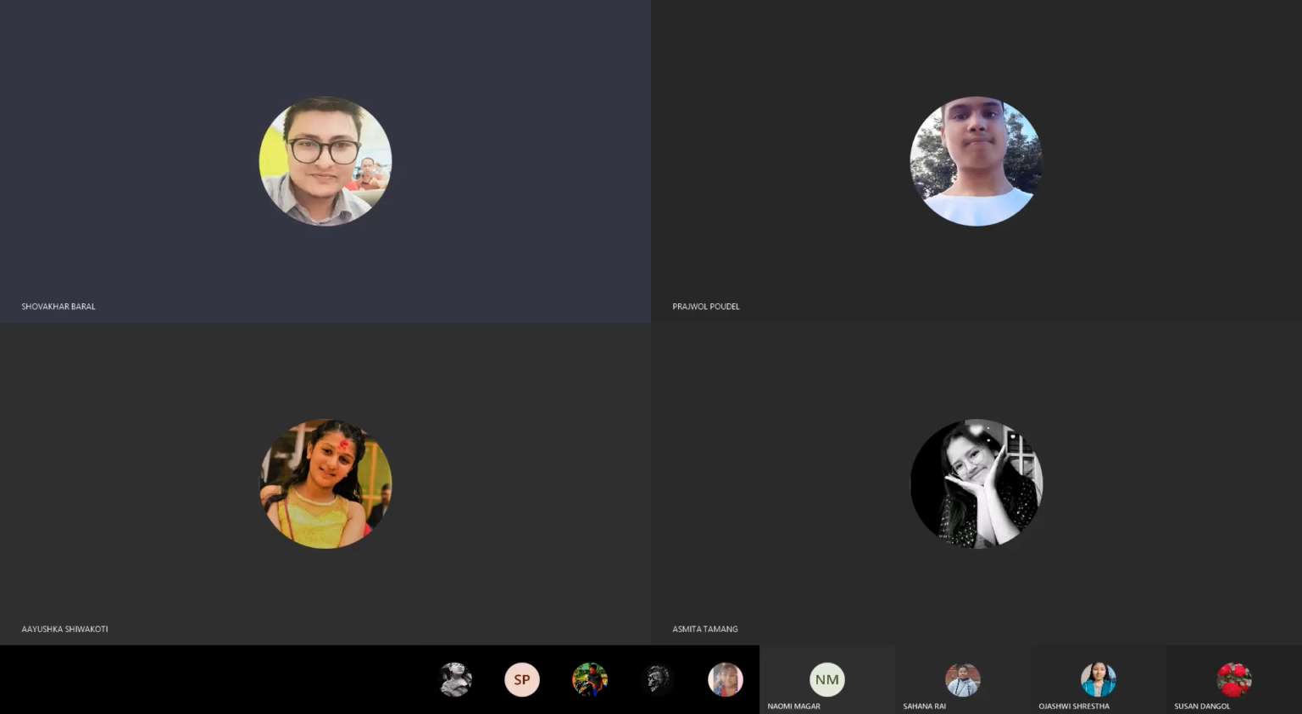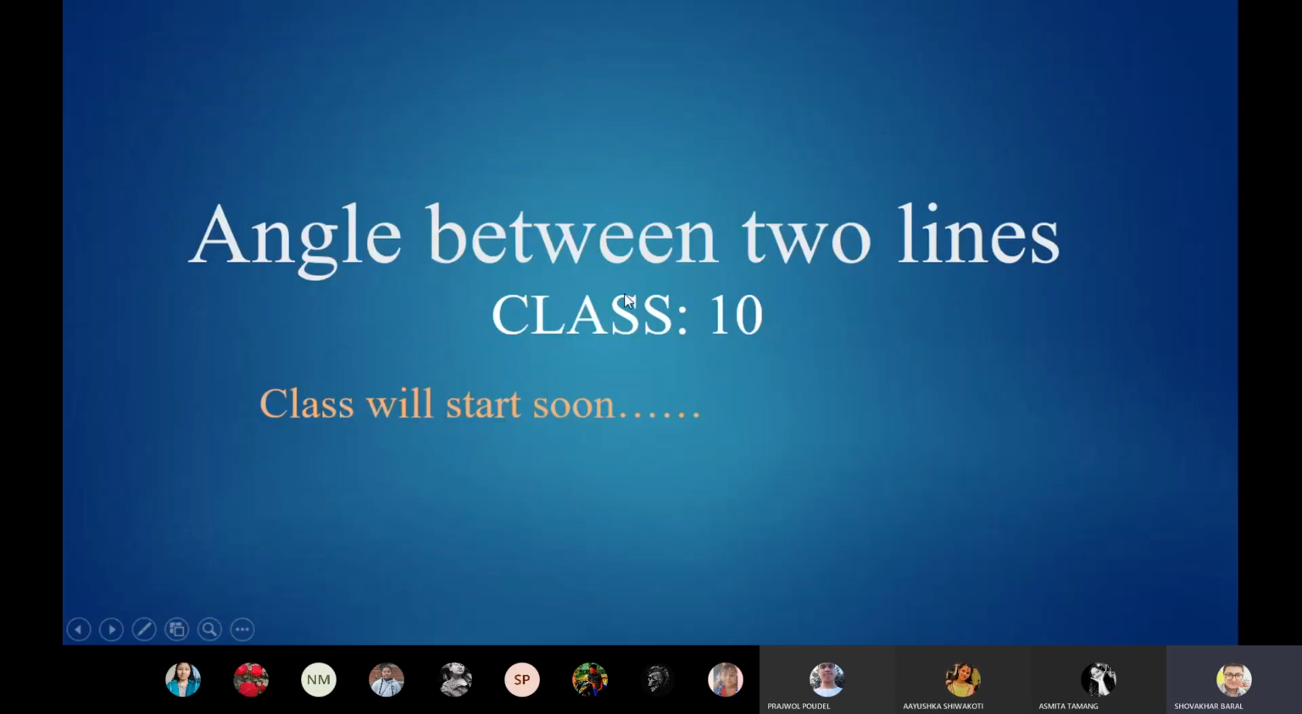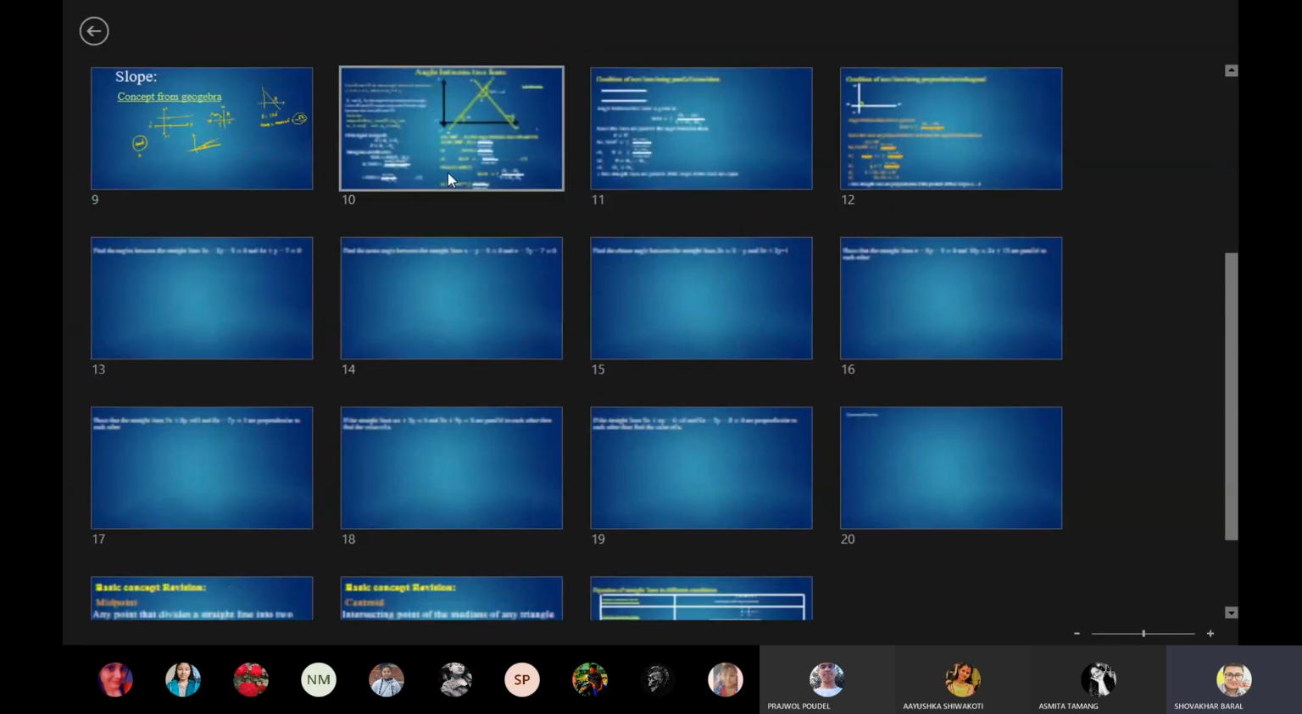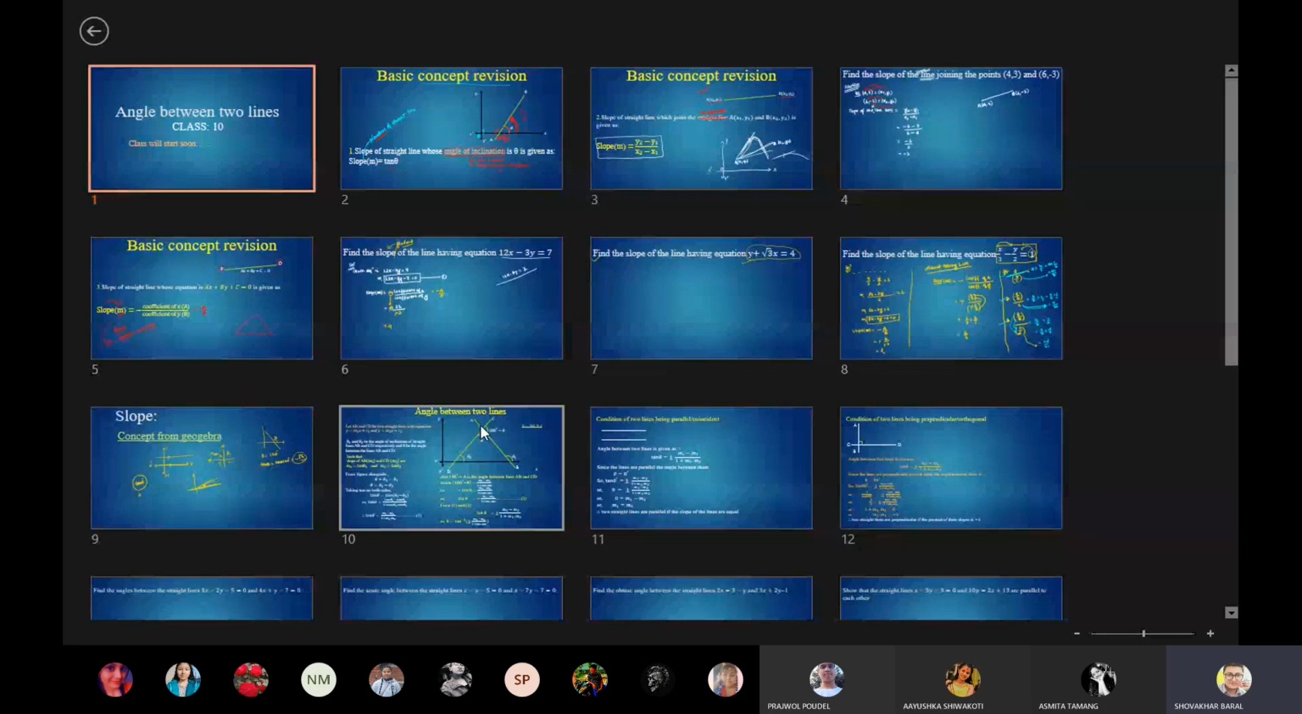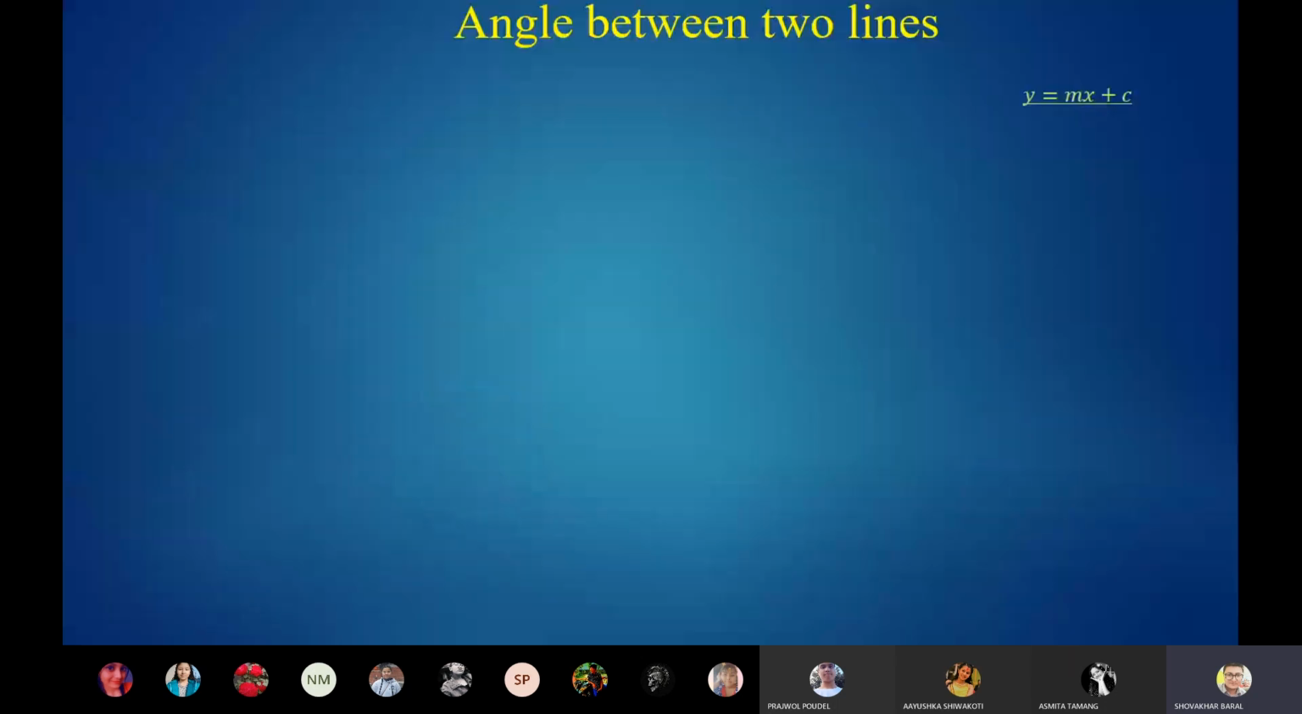We have been reading the topic angle between the two lines. This is a very important topic of coordinate geometry. Yesterday I derived the formula to find the angle between two straight lines. I hope you have revised it. I hope you understood it also. If you have not understood, then let me explain it again.